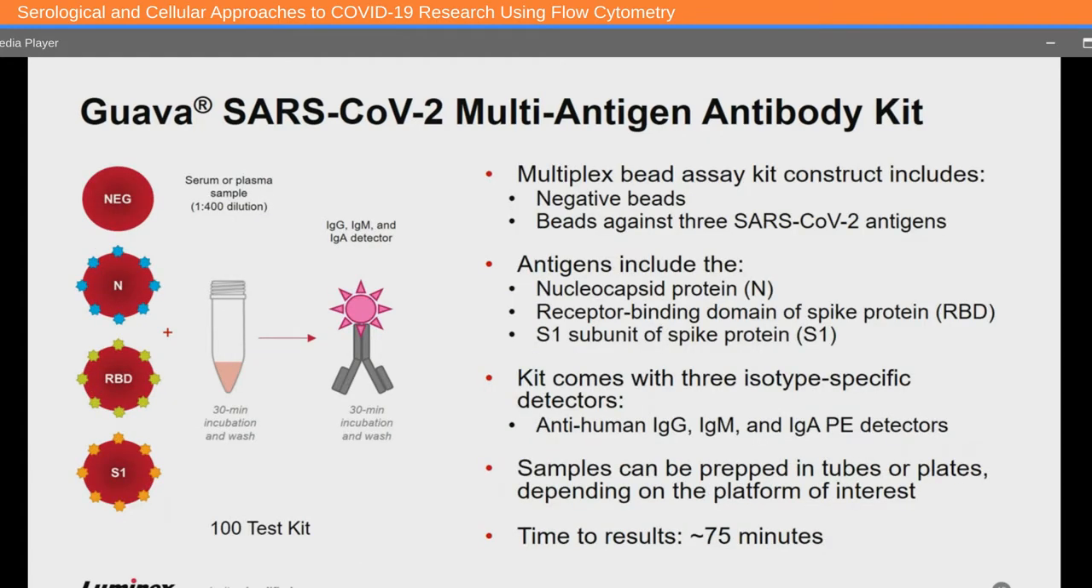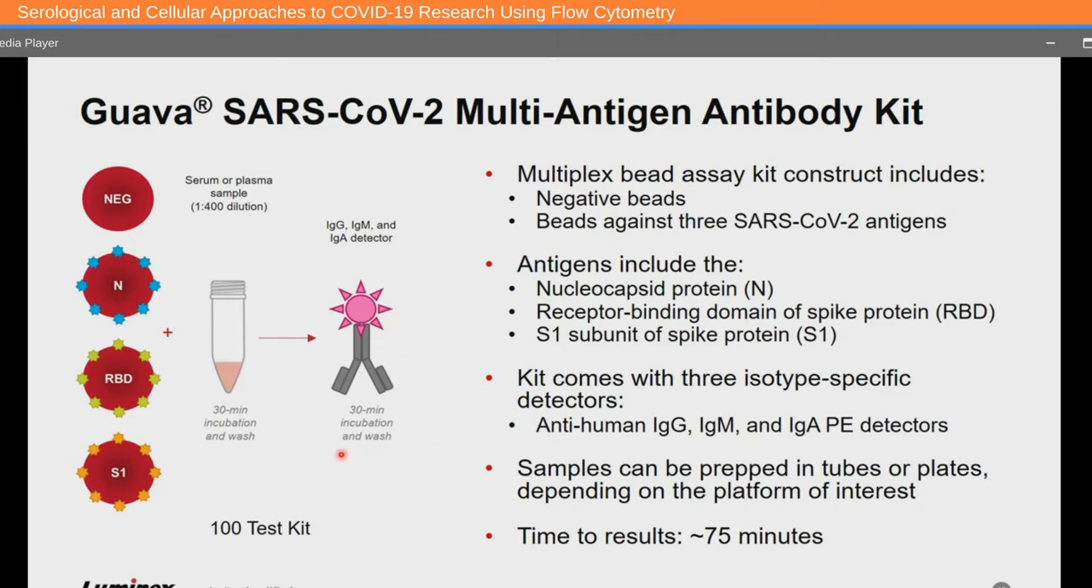The assay kit includes a microsphere mix, buffers, and PE conjugated detectors against the three isotypes. The multiplex bead assay kit includes negative beads and 3 beads against the 3 SARS-CoV-2 antigens. The antigens include the N bead, which is conjugated to the nucleocapsid protein, the RBD bead, which is against the receptor binding domain of the spike protein, and the S1 bead, which is conjugated to the S1 subunit of the spike protein. The 3 isotype-specific detectors are conjugated to PE.